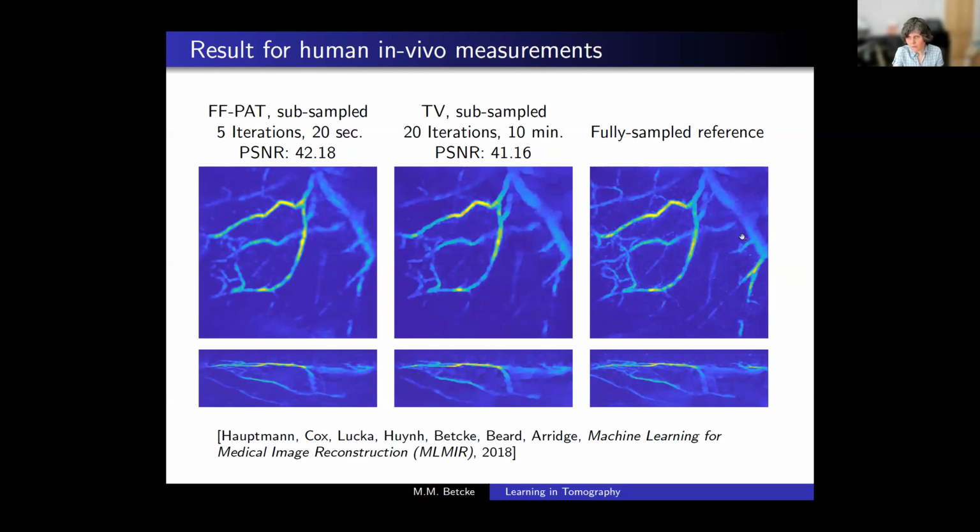So, a slightly different data sample, but this is the fully sampled reference, and this is what you would get from the total variation, 20 iterations for that image. And this is what you get using this approximated Fourier forward operator inside of the unrolled learned proximal gradient. Again, 5 iterations. We just replaced the forward operator, and this took only 20 seconds. So it is much faster, and the quality is quite reasonable.